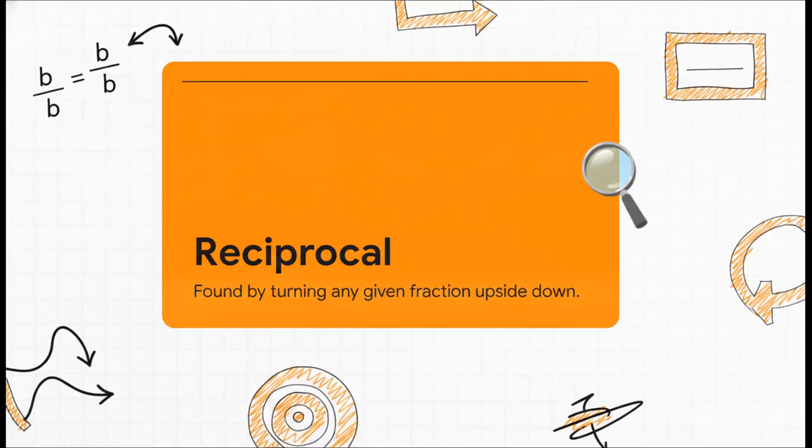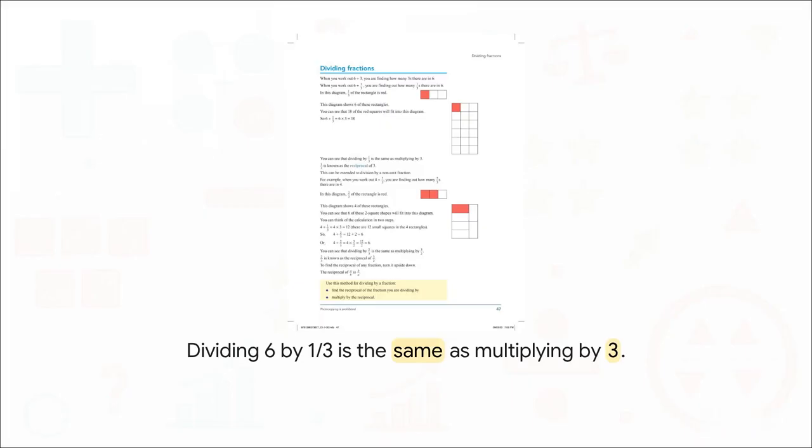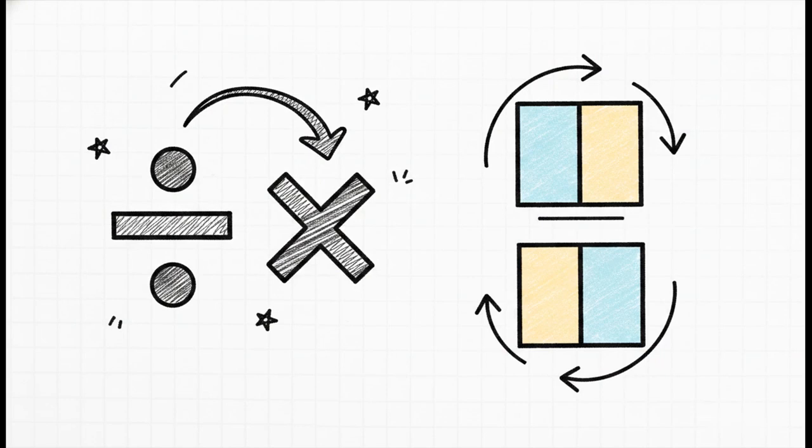Now, before dividing fractions, you need the reciprocal. Just flip your fraction completely upside down. Incredibly, dividing 6 by 1/3 yields the exact same physical result as multiplying by 3. So your ultimate golden rule for dividing any fraction, just multiply it by its reciprocal instead.